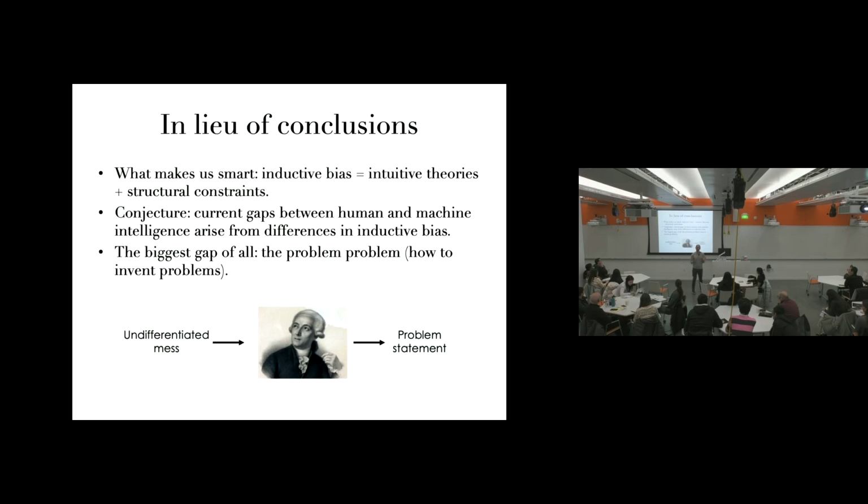Okay, so I don't really have conclusions. In lieu of conclusions, I will just recap what I said. What makes us smart? I argue that human intelligence is at least partly explained by inductive bias, which is a combination of intuitive theories and structural constraints. I didn't get into all the algorithmic approximations that the brain has to use. And I put out this conjecture that some of the current gaps between human and machine intelligence arise from differences in inductive bias. So it gives us something to think about if we want to close those gaps. And here's the biggest gap of all: it's the problem of how to invent problems.